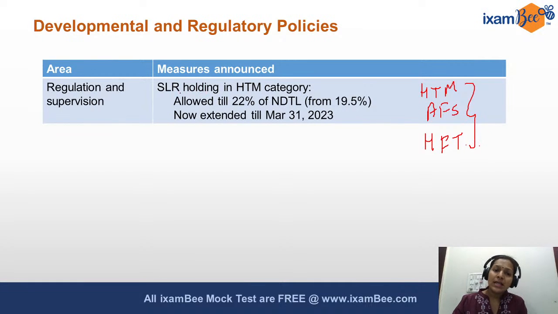Okay, so the SLR holdings which are allowed to be there in the HTM category as such was 19.5% only. RBI increased this limit to 22%, and this again has been extended till March 31st 2023. Okay, initially it was there till March 2022, so one more year extension has now been given by RBI for these investments.